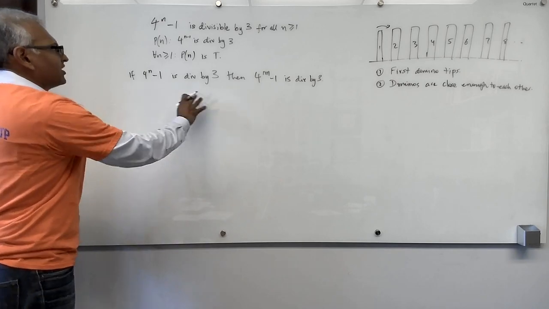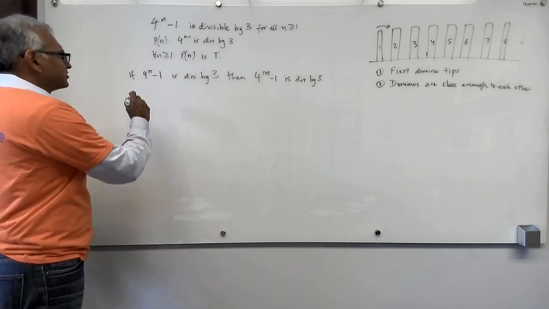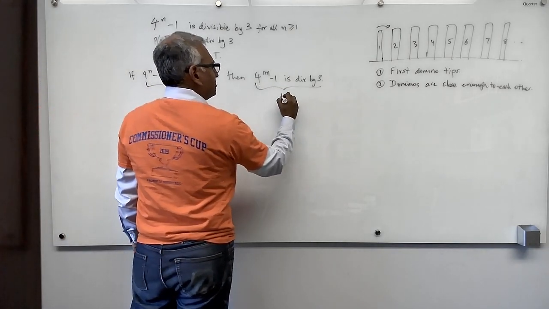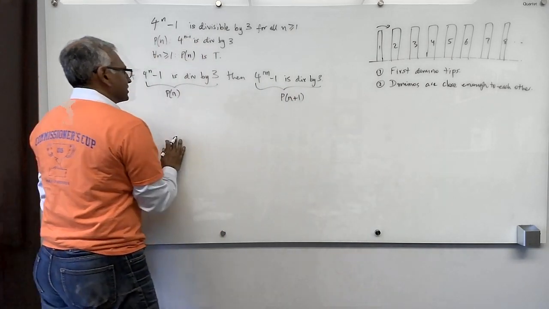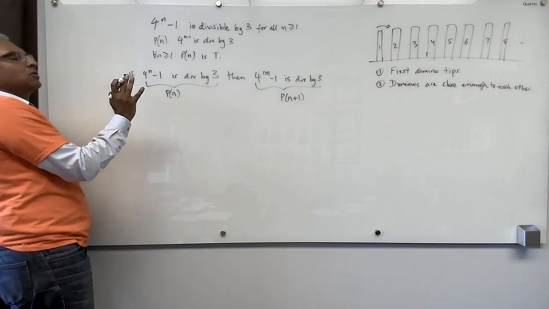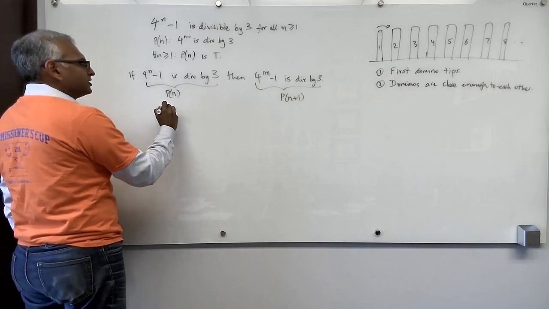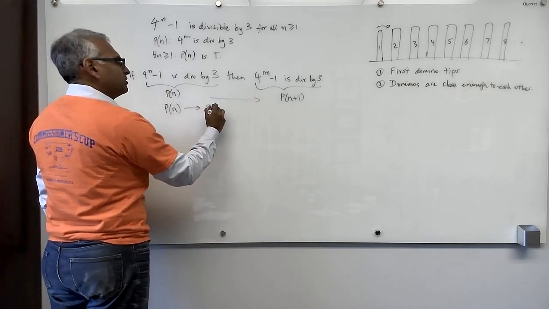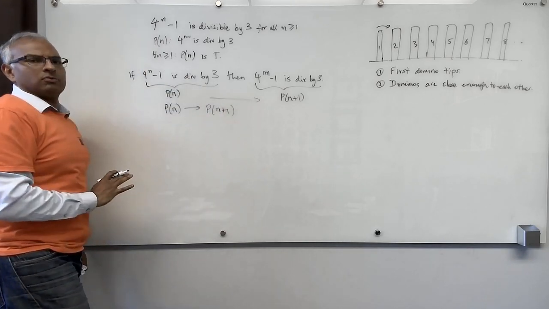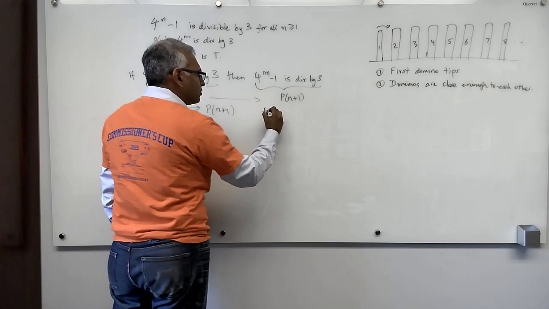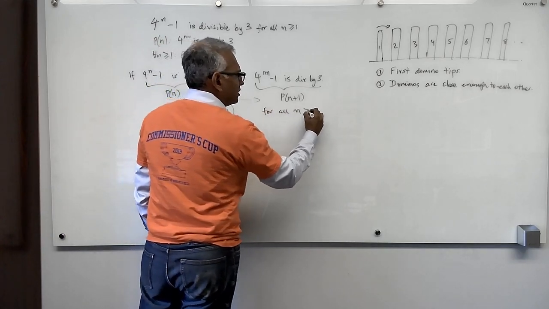But now let me phrase this in the language of my predicate P(n). So this is P(n), and this is P(n+1). What you have proved, and you didn't need to know what n was, is that P(n) implies P(n+1). So this is true for any n. In particular, it's true for all n greater or equal to 1.